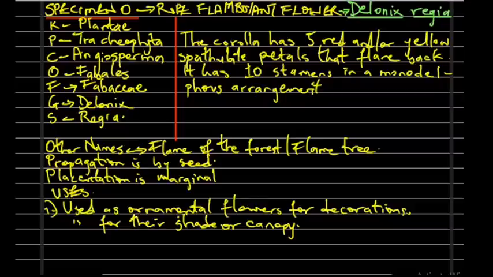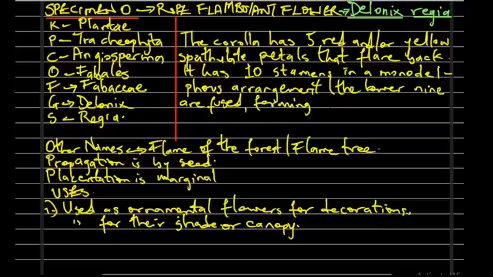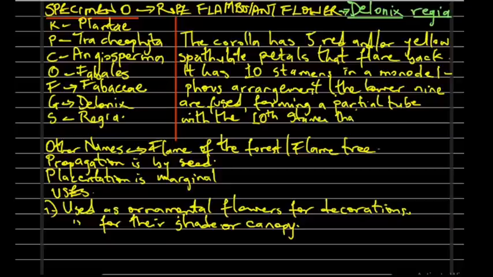Let me put that here. The lower 9 are fused, forming a partial tube with the 10th stamen that is unfused. That is how the flower of this particular plant looks.